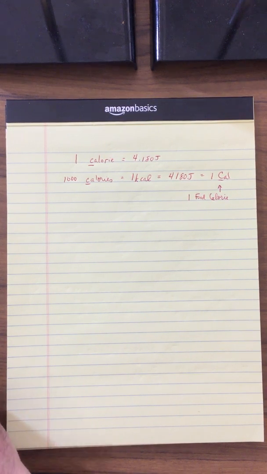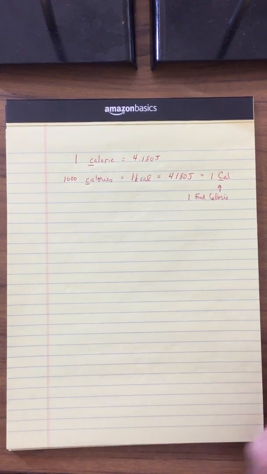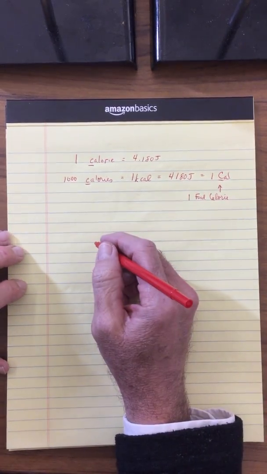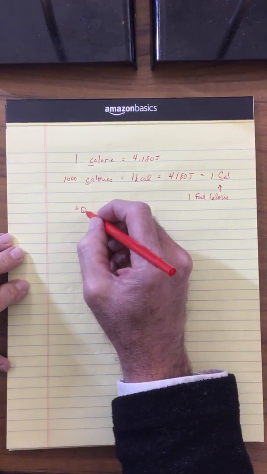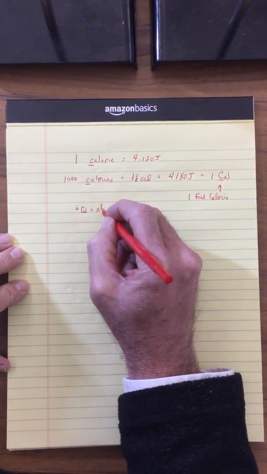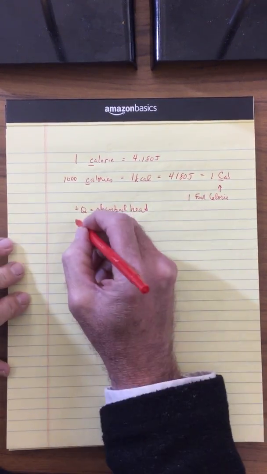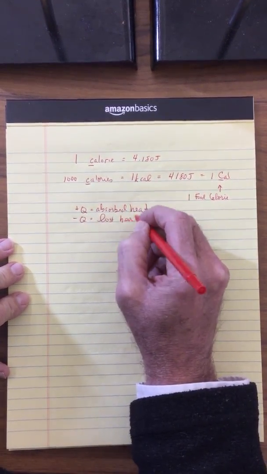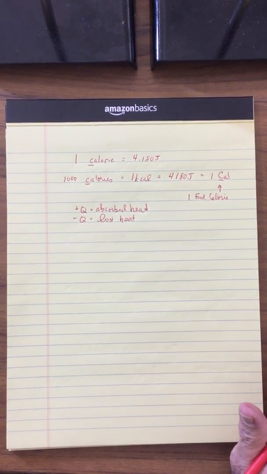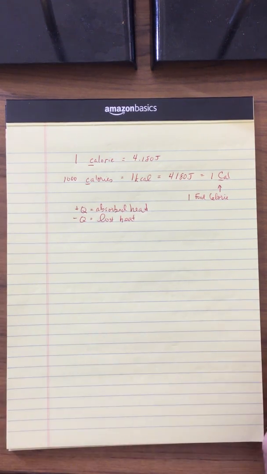Okay, so let's take a look at heat and where heat is being moved around. We can have a positive heat, we can have a negative heat. If you have a positive Q, that means that you have absorbed heat. And if you have a negative Q, that means you have lost heat. We're going to be doing these heat calculations, so that's very, very important for understanding where this is going.